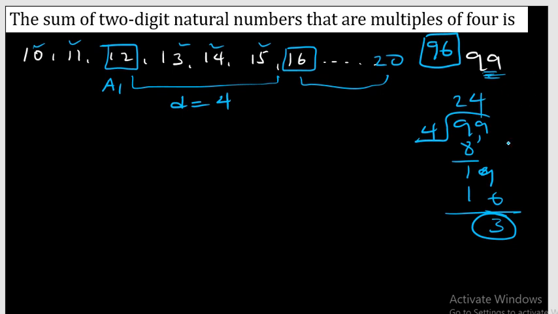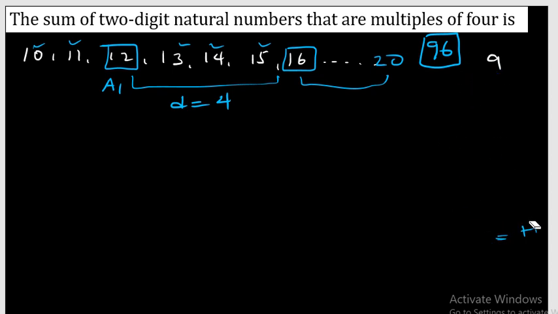Since 99 is the last term, we cannot proceed. If we could continue, we can add 1 to know the next term. But this is the last term because we are talking about 2-digit numbers. We cannot go beyond 99. So we have to think of before 99. What is a number that's divisible by 4? Necessarily, we have to subtract this 3 and we'll get it. That is the last term. So the last term that's going to be divisible by 4 is 96.